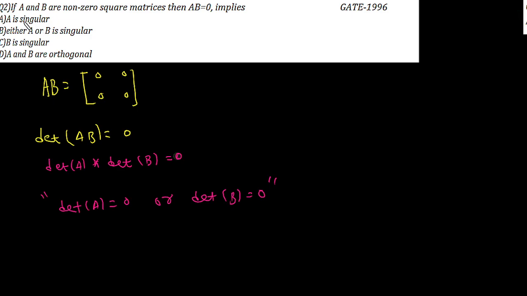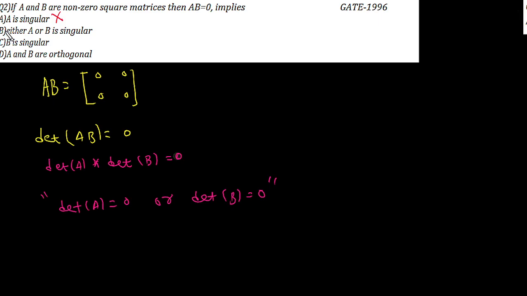So now look at option A. Option A says A is a singular matrix. Now it may be possible that A is singular, but it may not be, because if B is singular, then we also get 0 out in the multiplication. So A is not always correct. It may be, but we have to find the correct statement that we can imply from this condition.